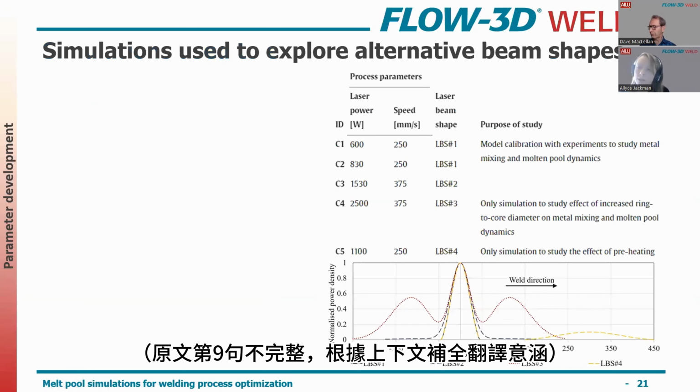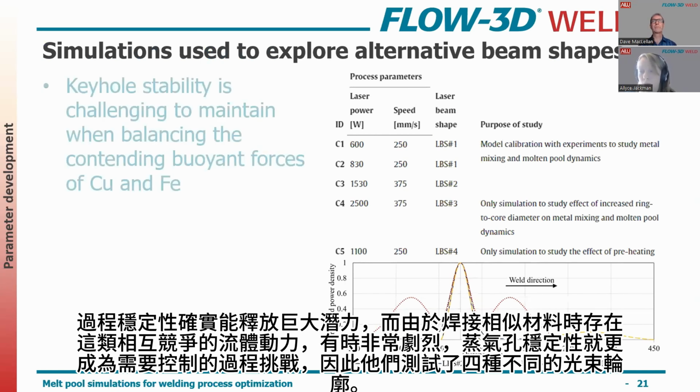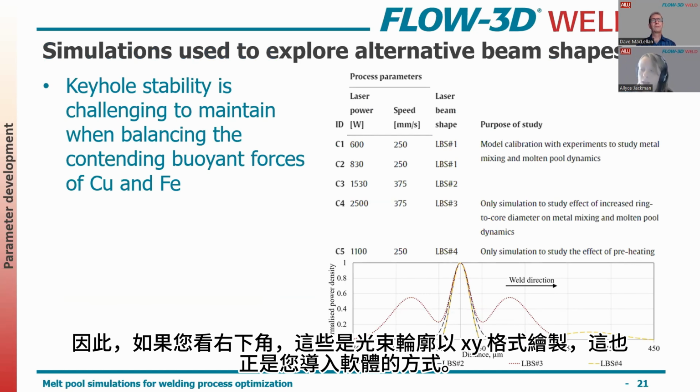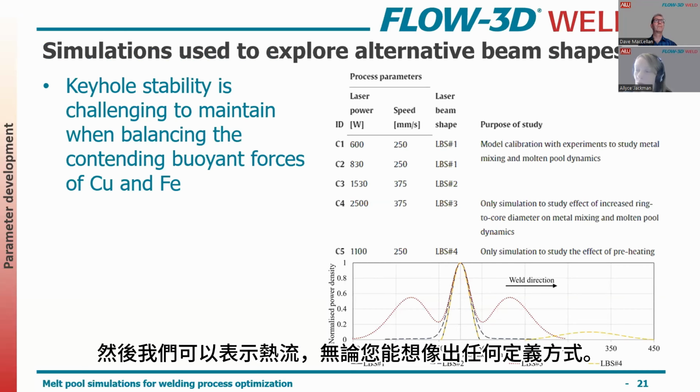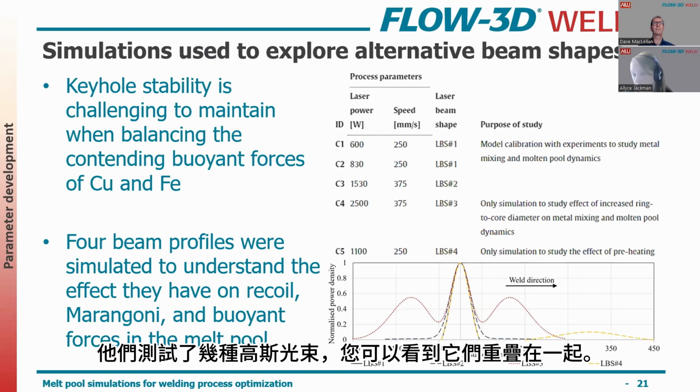And so they wanted to look at, again, the beam shaping. This is very interesting in terms of process stability. It really unlocks a lot of potential. Because of the natural challenges associated with welding dissimilar materials, and that you have these contending fluid flow forces sometimes that are very dramatic, the keyhole stability becomes even more of a process challenge to control.